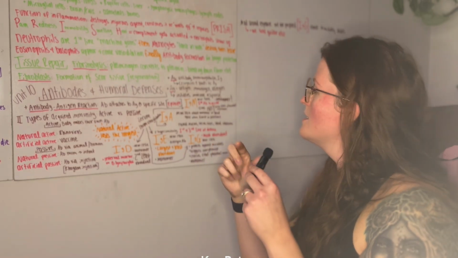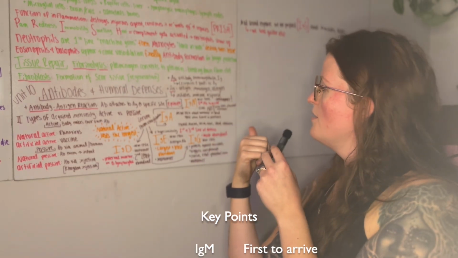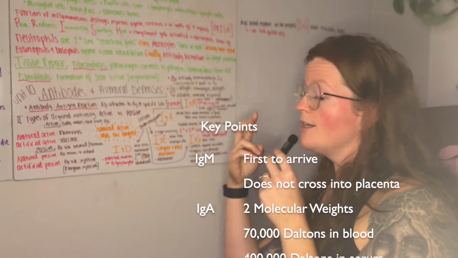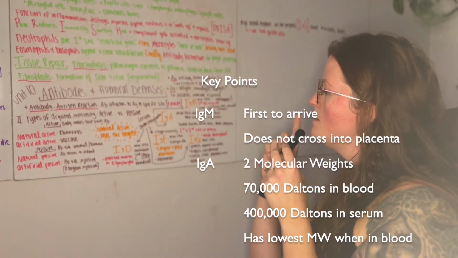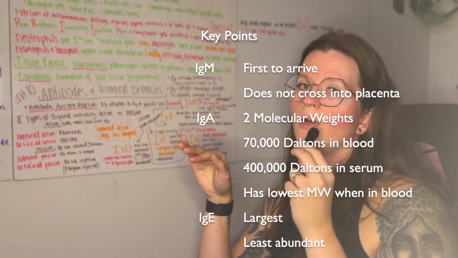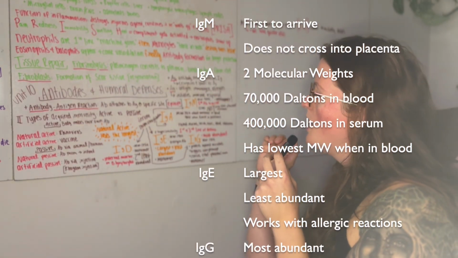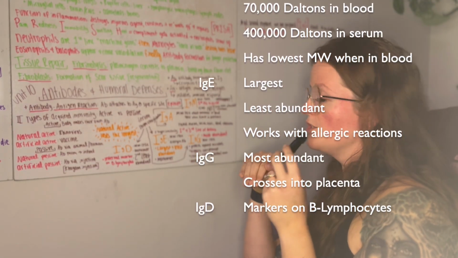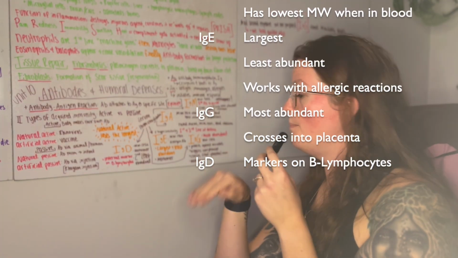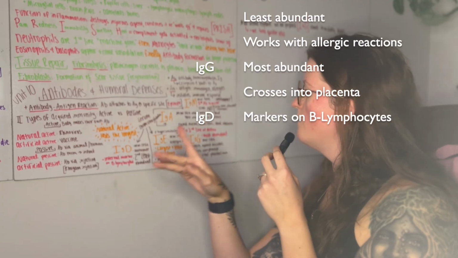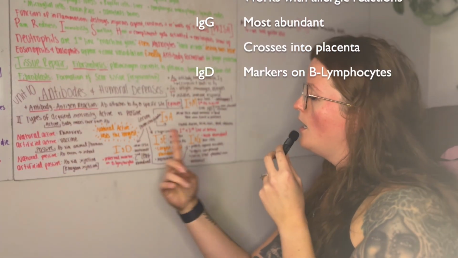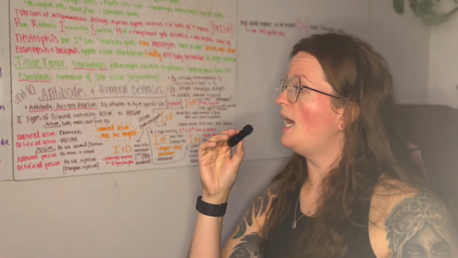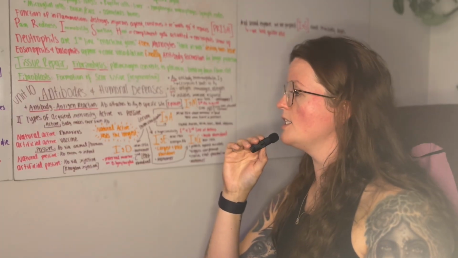So, key points from this: IgM is the first to arrive, does not cross the fetal placental membrane. IgA has 2 molecular weights. However, when it is a monomer in blood, it has the lowest molecular weight at 70,000 Daltons. IgE is the largest and least abundant. It works with allergic reactions. IgG is the most abundant, and it crosses the fetal placental membrane. And IgD has internal markers on B lymphocytes. And that is that on our serum immunoglobulins.